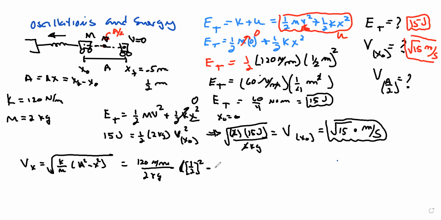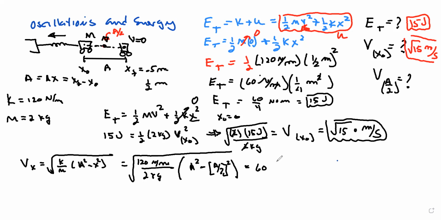Let me make it a little better here. So it's going to be a to the square minus a over 2, and I'll do a little bracket here, to the square. And I got to get the square root of all this. So what is that? So that's going to be 60 Newton over meter over kilogram, 60.